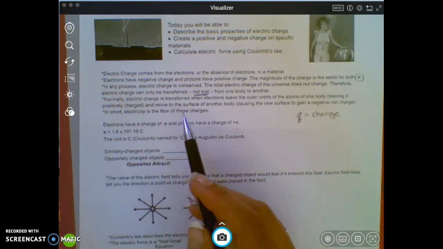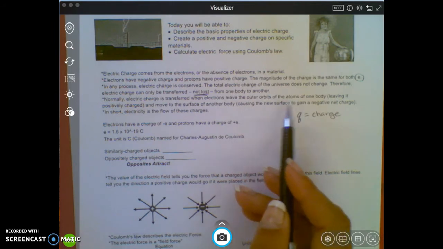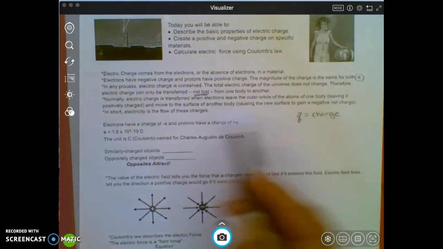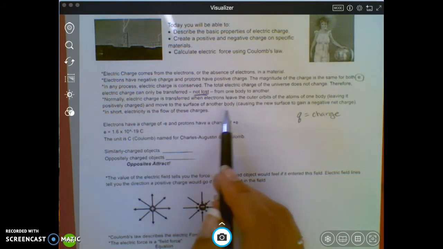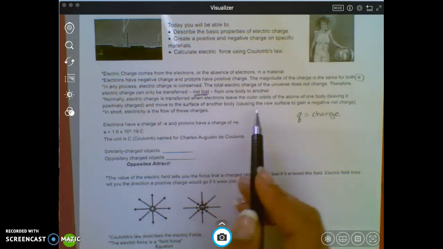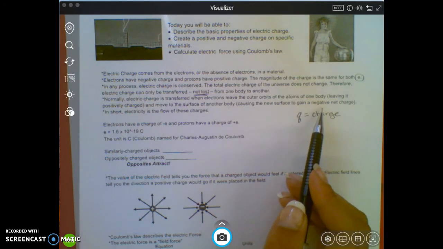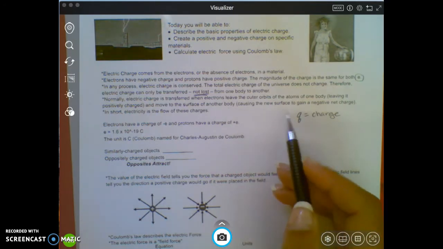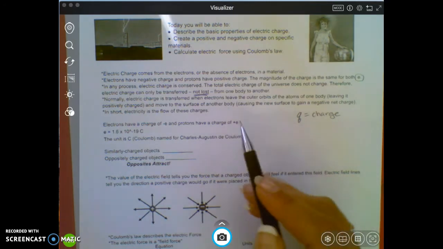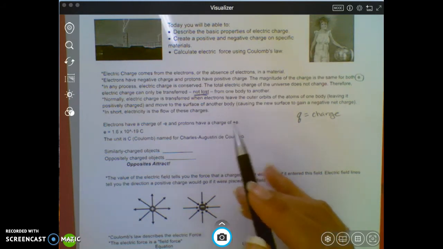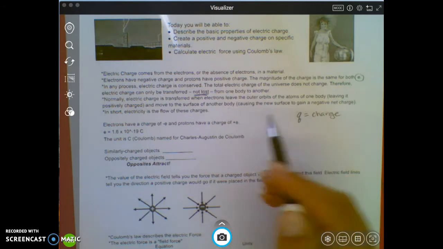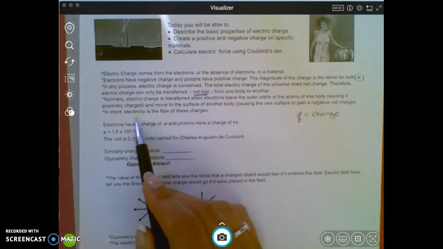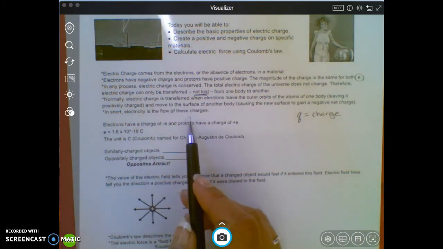Normally, electric charge is transferred when electrons leave the outer orbits of the atoms of one body. That leaves the body positively charged, and the electrons move to the surface of another body or material, causing the new surface to gain a negative net charge. So if negative electrons move from one to another, the one they move to becomes negative, and the one they move from becomes positive because it has fewer electrons. This is how we get electricity. It's basically just the flow of these charges.